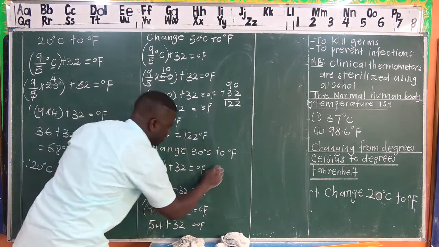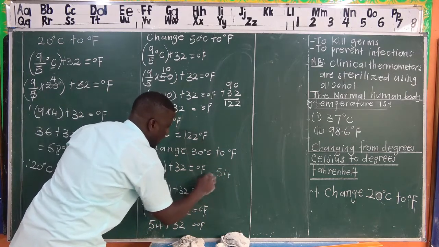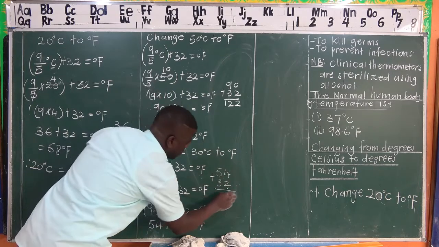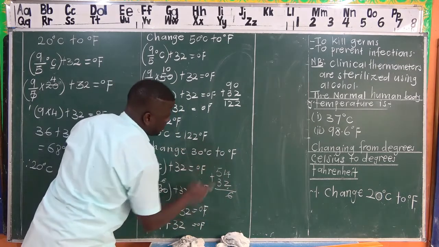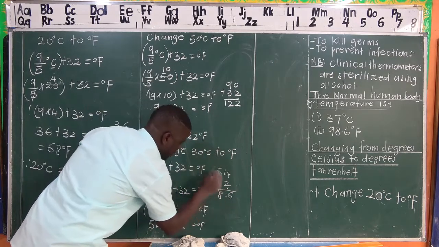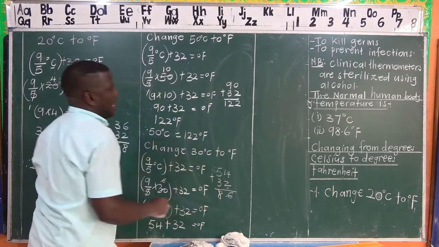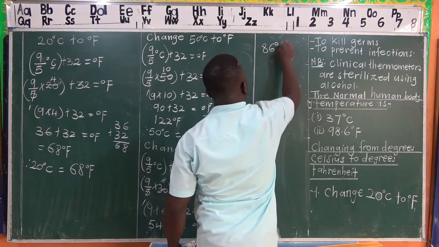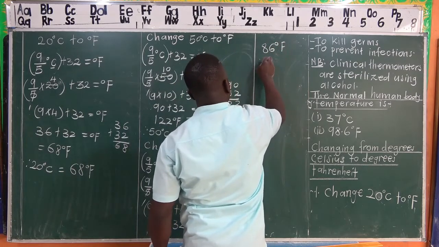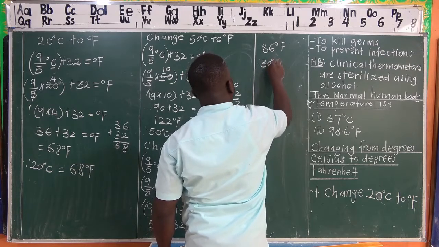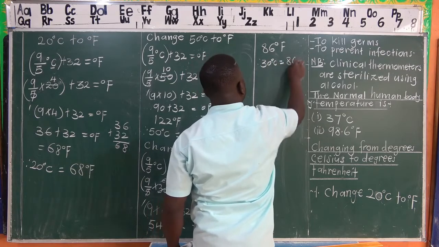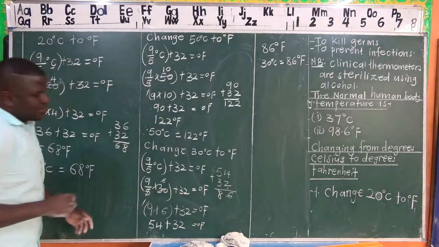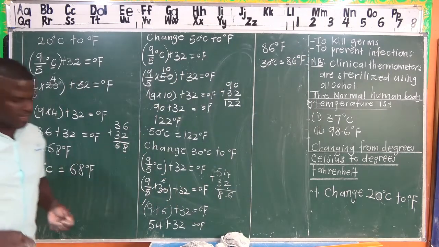You come here to the side work and you say 54 plus 32. 2 plus 4, here you get 6. Then 5 plus 3, you get 8. And the answer would be 86 degrees Fahrenheit. Then you say therefore 30 degrees Celsius is equal to 86 degrees Fahrenheit. As simple as that. So that's how we work out the conversion.